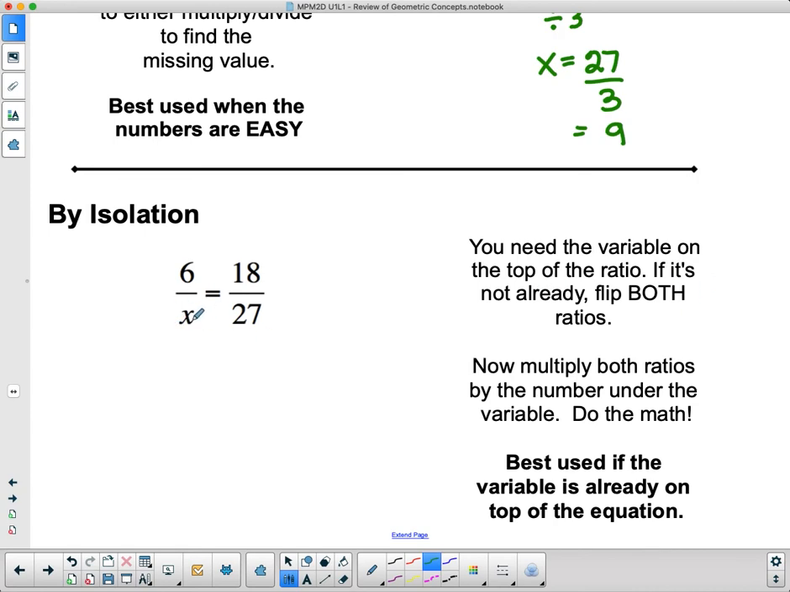So in this case, the variable is not on the top, so we're going to flip it. We put x on the top and 6 on the bottom. But if we flip this ratio, we've got to flip this one too. So we get 27 on the top and 18 on the bottom.